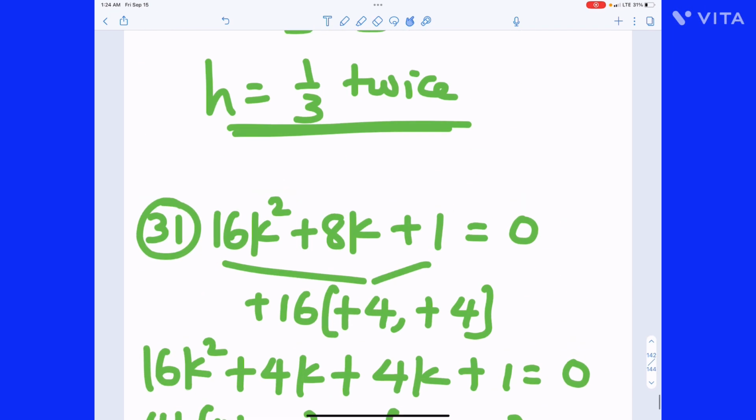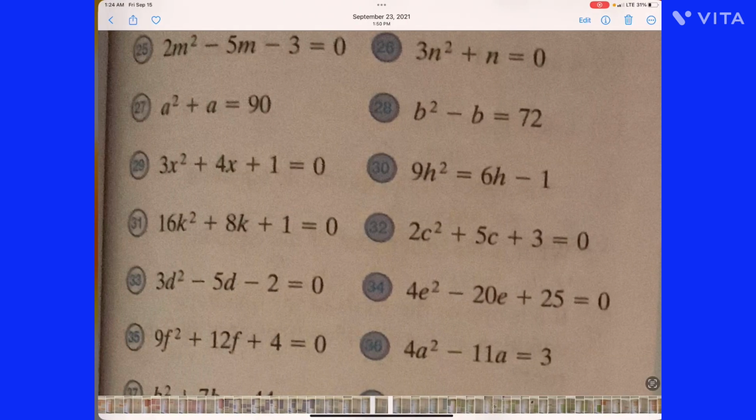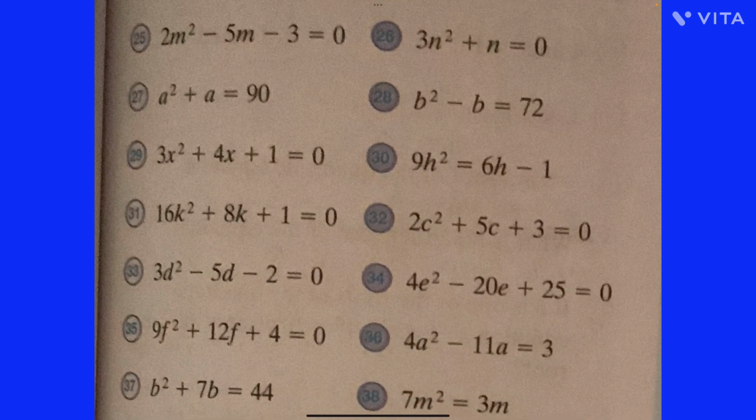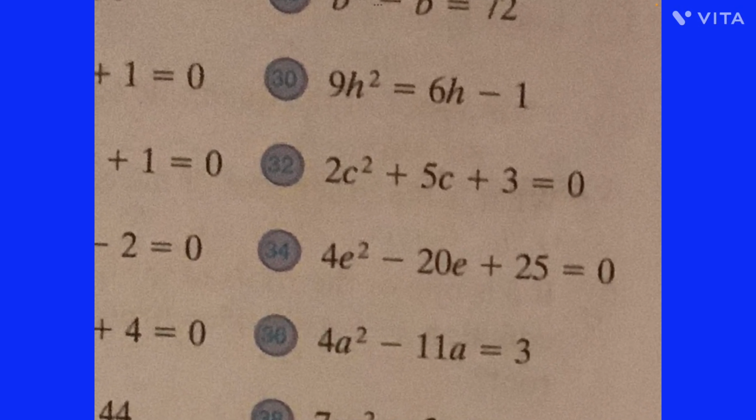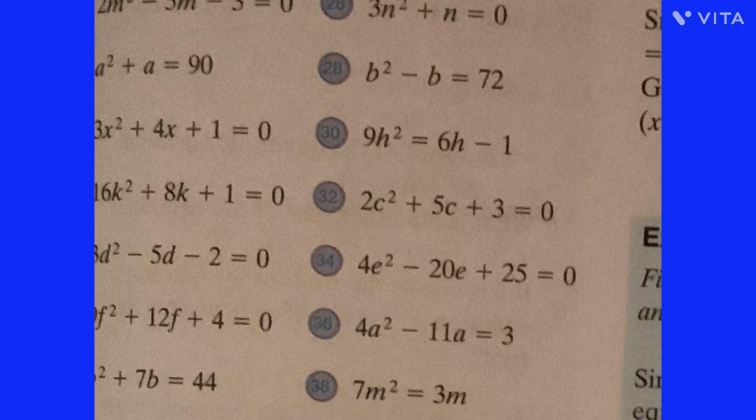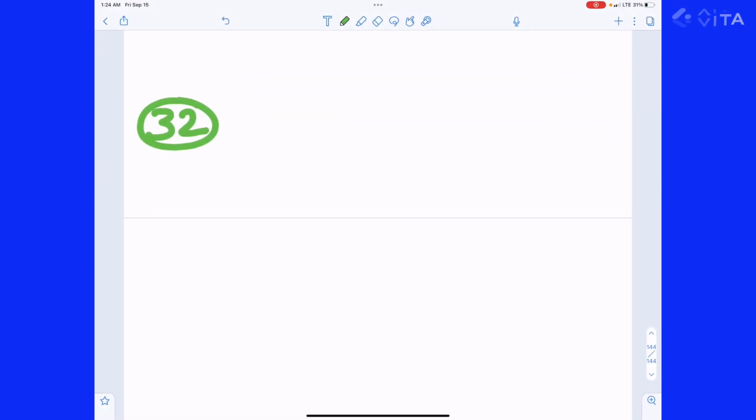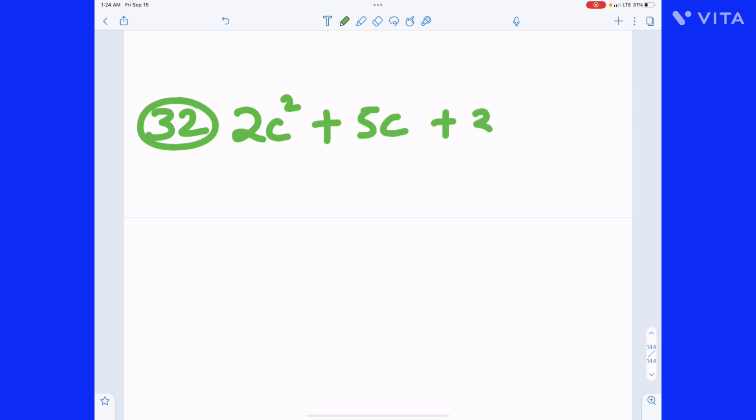So let's proceed. That was 31. Let's go to 32 now. It's a long journey, but one step at a time we get to the end. 2c squared plus 5c plus 3 is equal to 0.